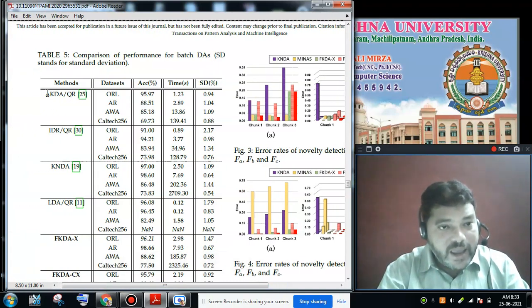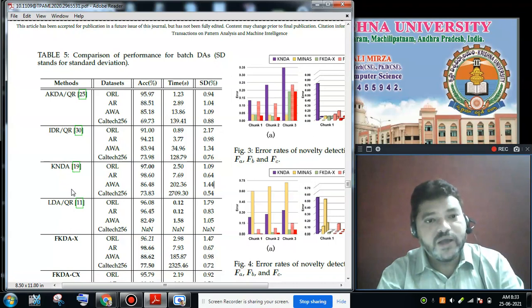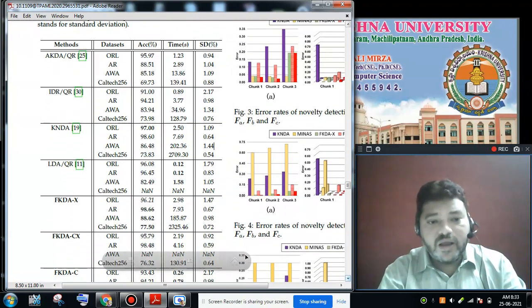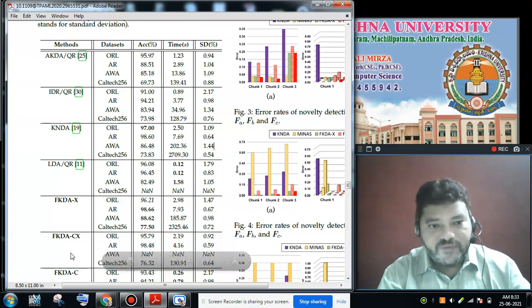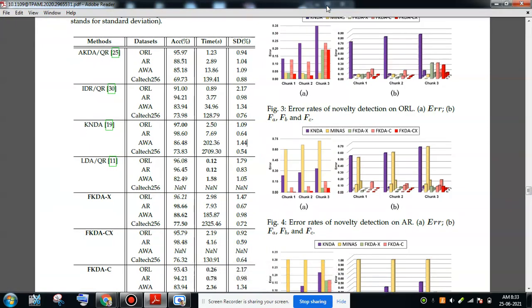IAKDA, IDA, KNDA, and LDA. These are the four existing models which they are using for comparison, and these are the proposed models: FKDA-X, FKDA-CX, FKDA-C. Now you see the analysis here.